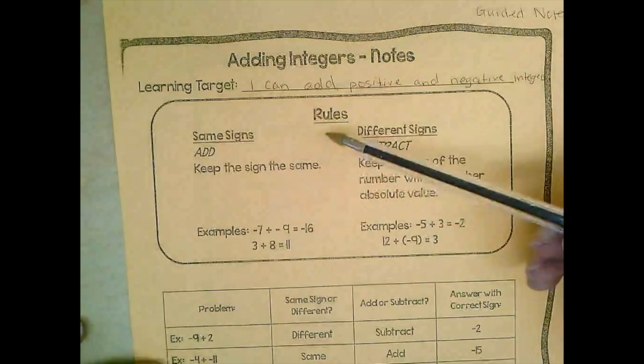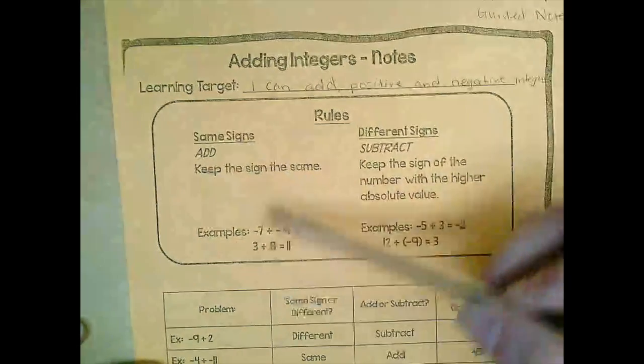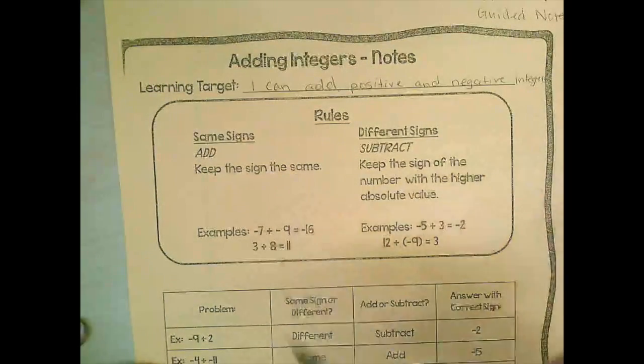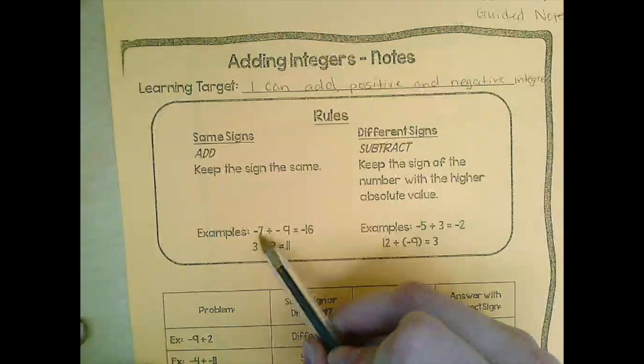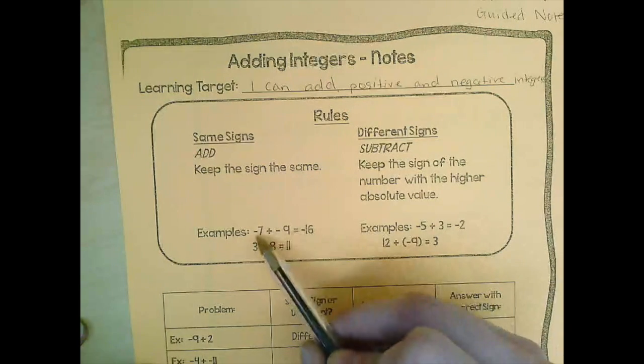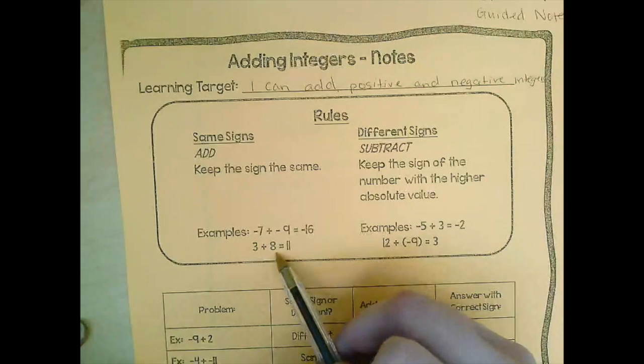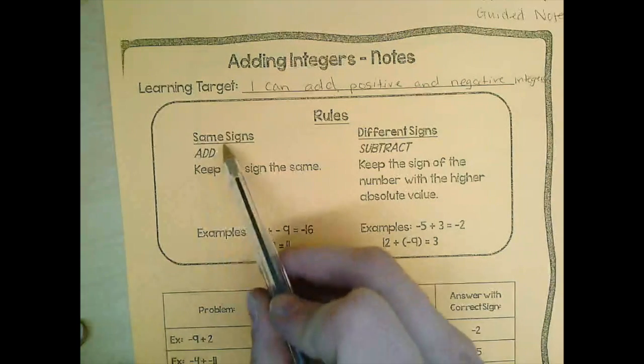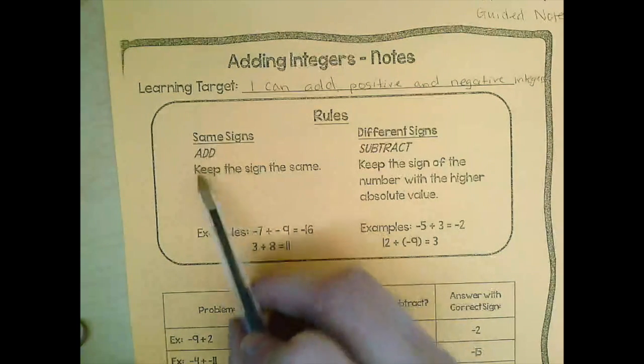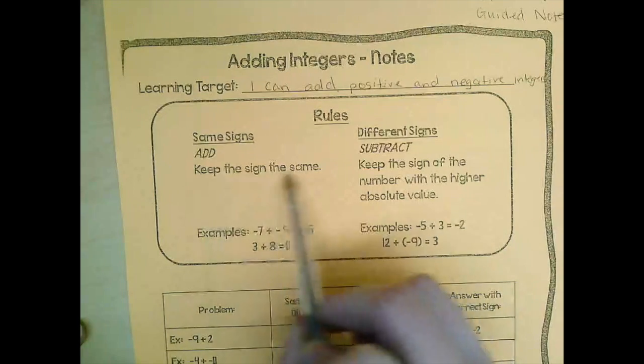Let's review a couple of our rules. You'll see on the left side here, we have some examples where we have the same sign. Same signs means that each number is either negative, so here's a negative 7 and a negative 9, or they're both positive, a positive 3 and a positive 8. When this is true and we have the same signs, we're going to add the two numbers together, and we're going to keep the sign that's found in front of both of them.